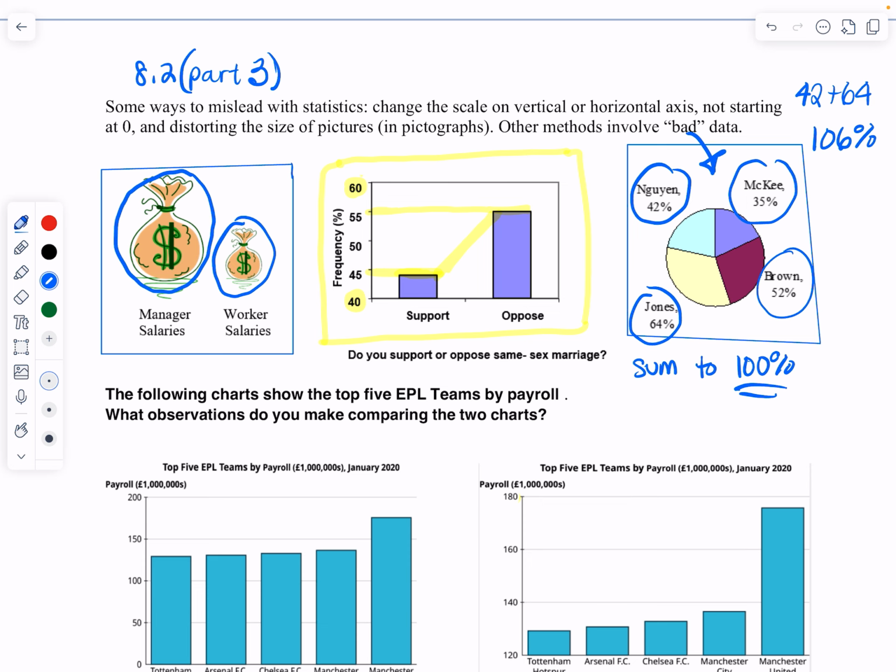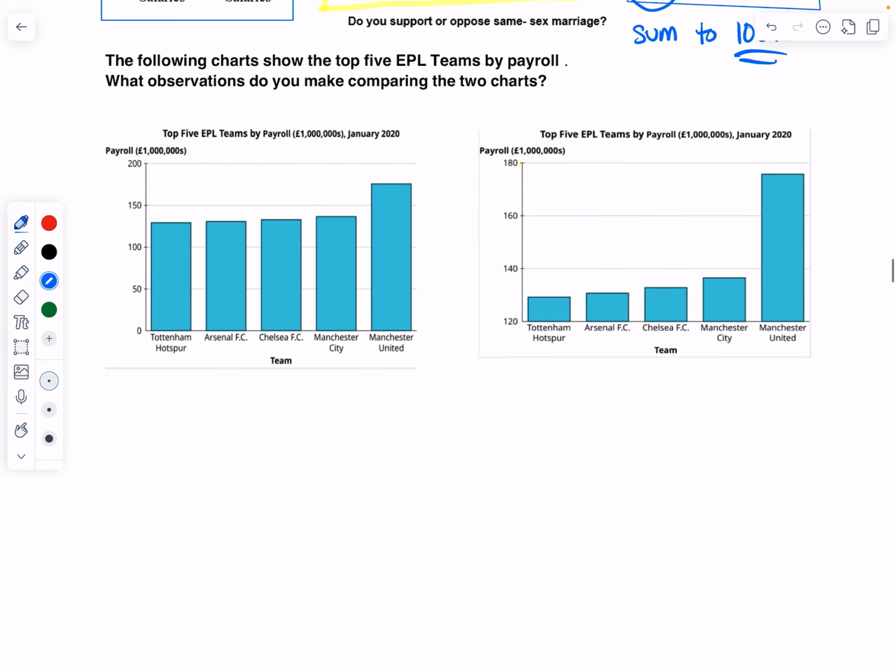Now, I want to show you what we can do here. So this is showing you what one chart looks like if we keep the vertical axis from 0 to 200, and then what happens if we change the axis, the y-axis, from 120 to 180. So what we're looking at here is the top EPL teams by payroll, and the payroll is in million pounds, okay? So this first chart here that I'm looking at, if we look at it, Tottenham Hotspurs, Arsenal FC, Chelsea FC, and Manchester City all have about equal payroll amounts.